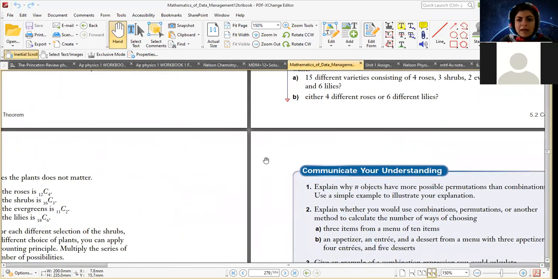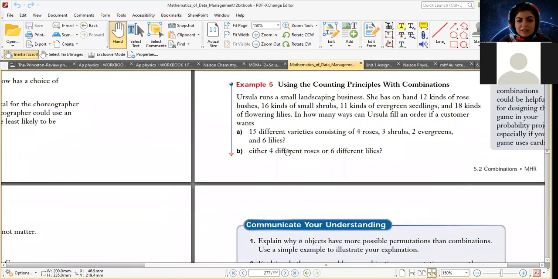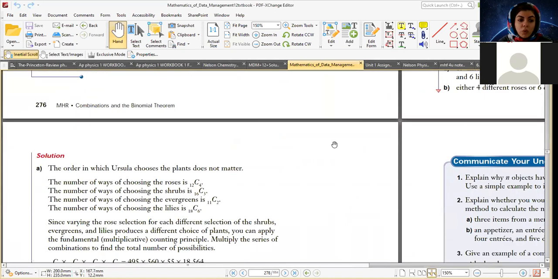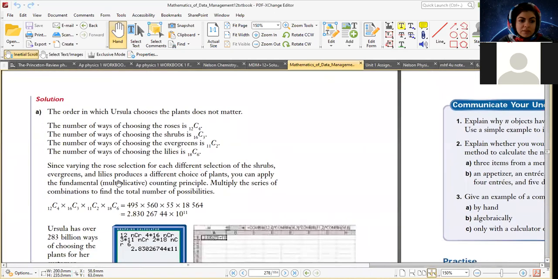Oh, okay, so you don't add them up, you multiply them, because you want to put them together in the order. Whenever you have "and," you multiply. If it said "or," you add. So you simply do 4 out of 12, 3 out of 16, 2 out of 11, 6 out of 18, and you multiply them. It says this and this and this, together.